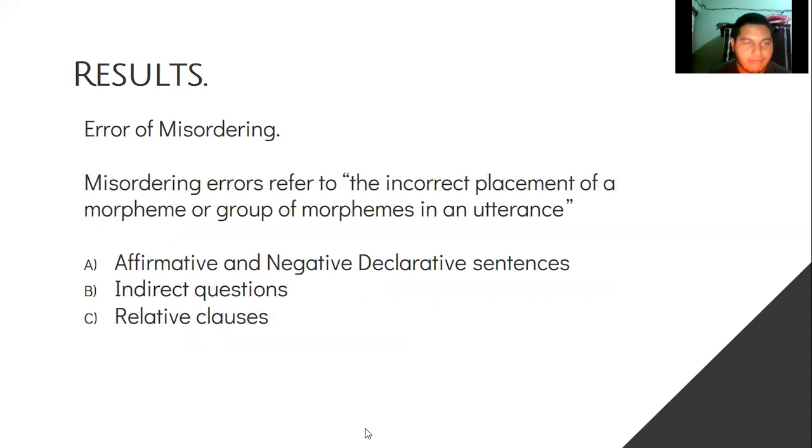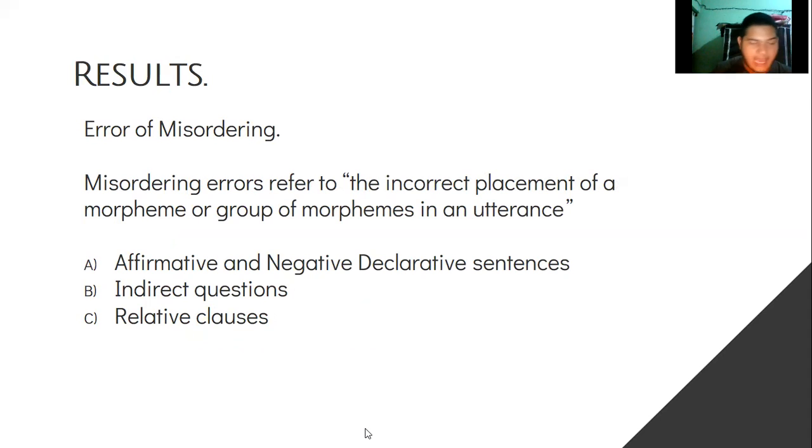Now we have the misordering error. A misordering error refers to the incorrect placement of a morpheme or group of morphemes in an utterance. Here, the whole sentence or part of the sentence is not well structured. The words change their position, the position that they need to have in order to be grammatically correct.